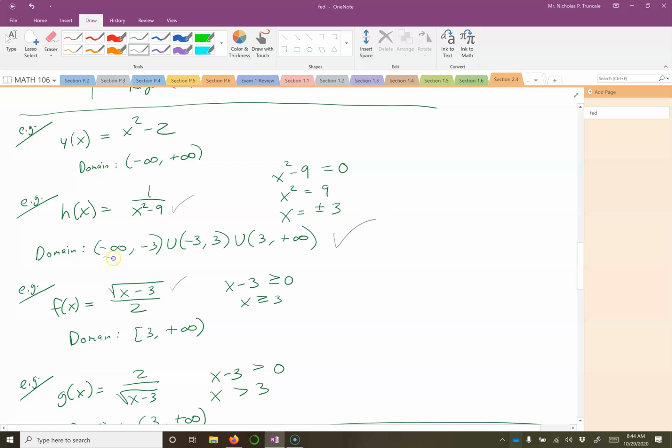You go from negative infinity to -3, and we have a parenthesis because we do not include -3, and then we union it with these other intervals. I hope that makes sense, what you see there. That's basically just saying we're ignoring -3 and 3, and they're not in the domain.